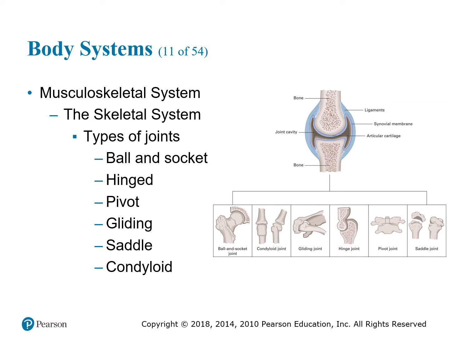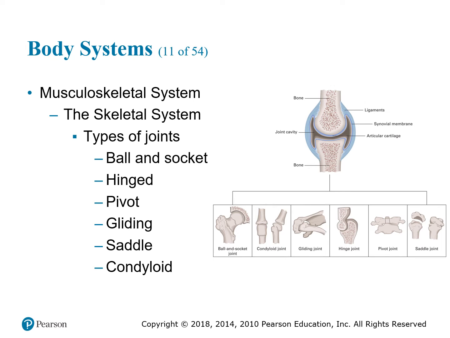Now we have gliding joints. I want you to think of those small bones in the foot, where your tarsal bones meet up with those metatarsal bones. Those are joint sites, and there's some limited movement there. There's some gliding next to one another, but the movement is limited.